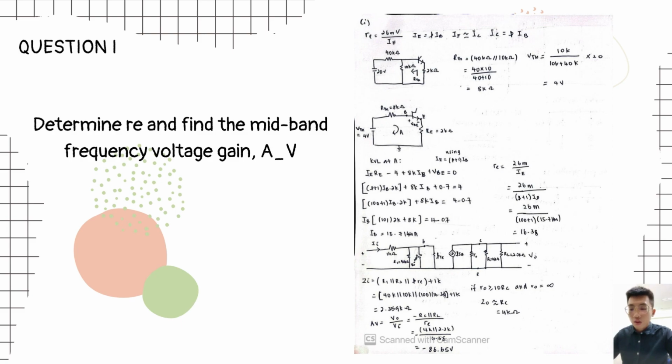So the Z naught equals RC. So the Z naught and the RC equal to 4 kΩ. After that, we can find the value of AV. AV equal to V naught over Vi. So we can find that the value of AV is equal to negative 86.65.